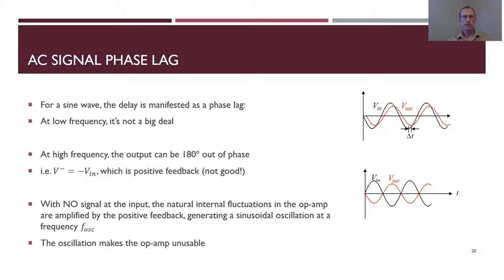If you have no signal at the input, the natural internal fluctuations inside the op amp get amplified by this positive feedback, and that's going to generate its own sinusoidal oscillation at some frequency, F OSC. And this oscillation makes the op amp unusable, so that's why you don't want that.